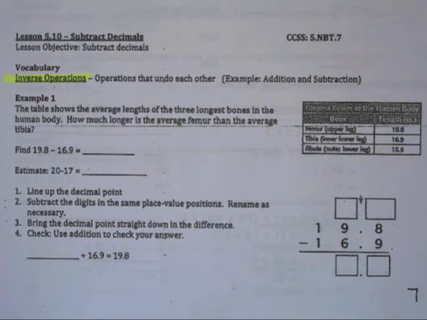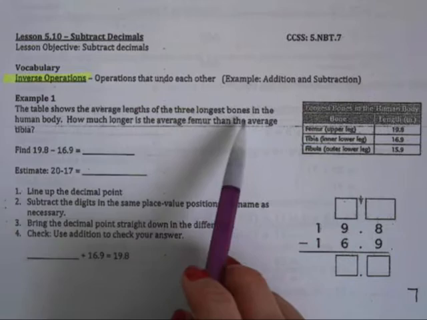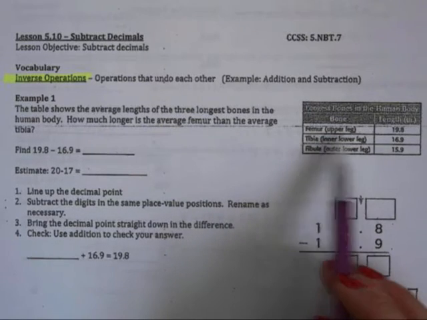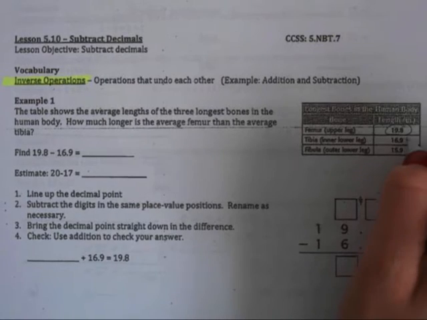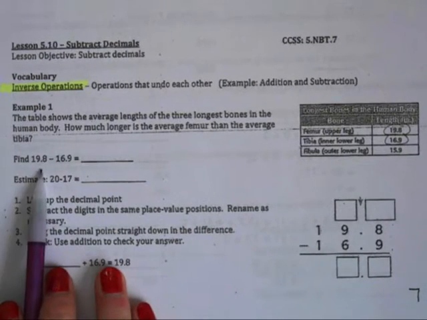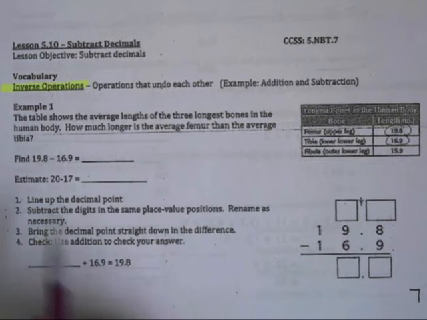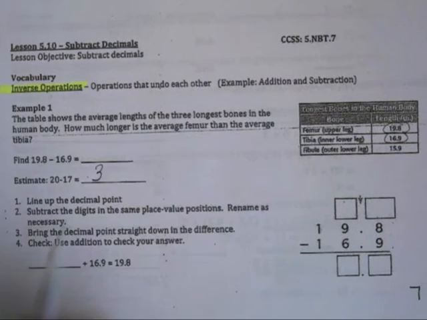Let's take a look at example 1. The table shows the average lengths of 3 longest bones in the human body. How much longer is the average femur than the average tibia? So if we look in our table, the average femur is 19 and 8 tenths, and the longest tibia is 16 and 9 tenths. So we need to find 19 and 8 tenths minus 16 and 9 tenths. Step 1 is to estimate. We'll round to 20 minus 17, which equals 3. So our final answer should be somewhere around the 3 range.